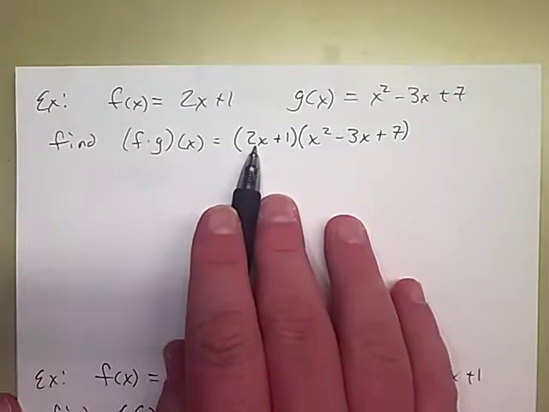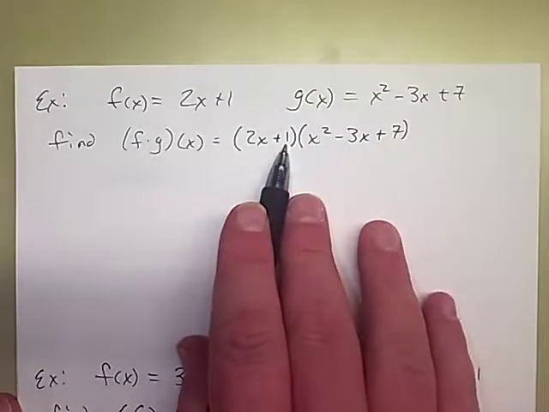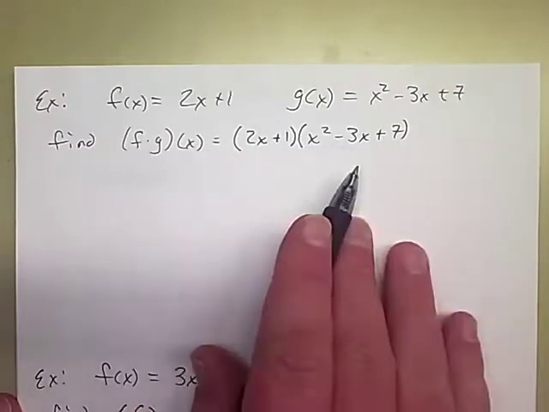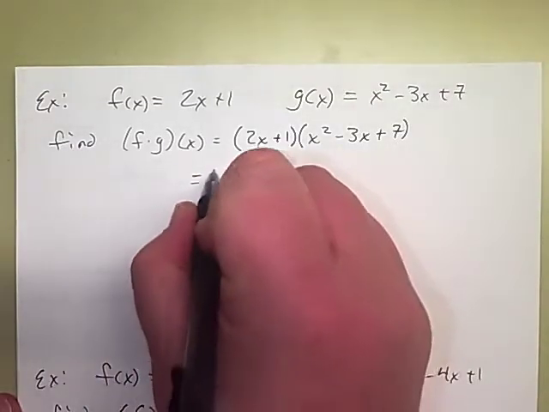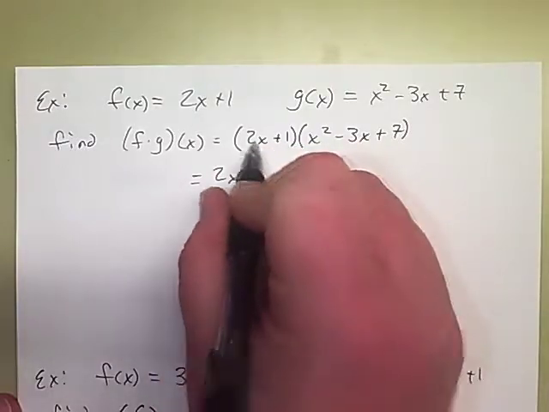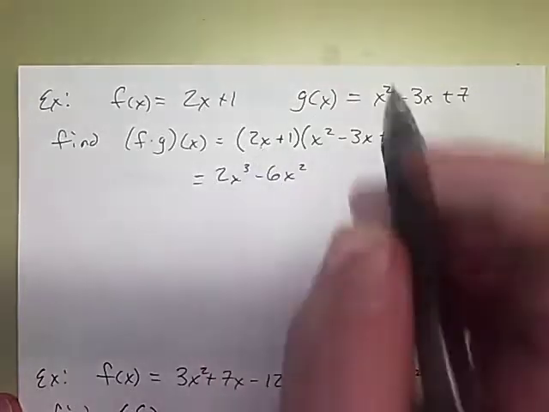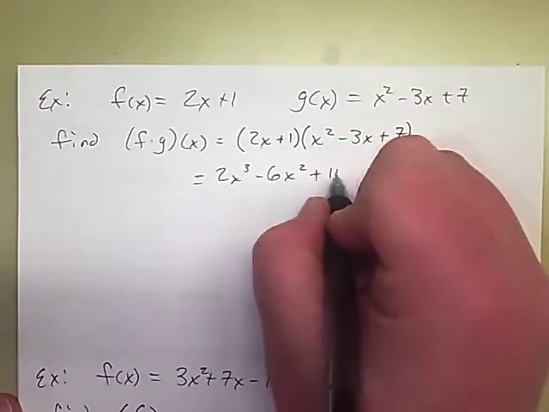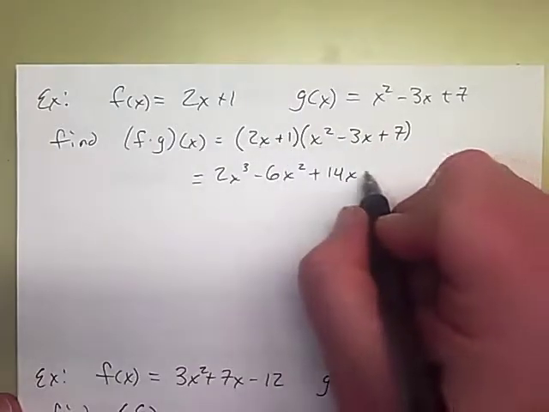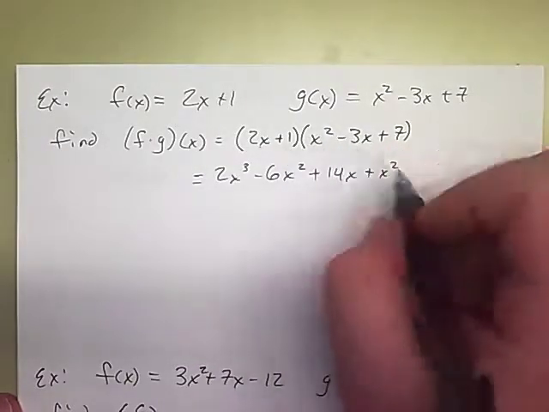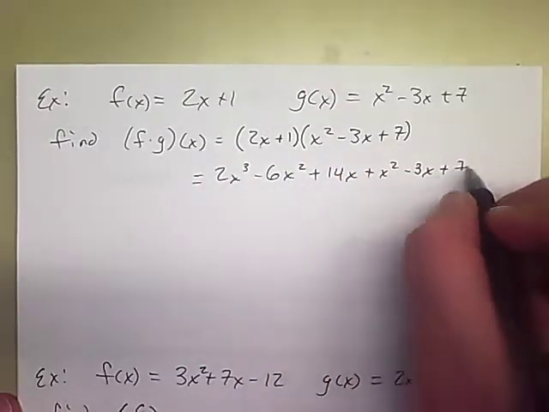So now I'm going to distribute the 2x to each term, and then I'm going to distribute the 1 to each term, combine my like terms, and I'm good. So here, 2x times x squared is 2x to the third. 2x times a negative 3x is a negative 6x squared. 2x times 7 is a positive 14x. Now distribute the 1. 1 times x squared is x squared. 1 times negative 3x is a negative 3x. 1 times 7 is 7.